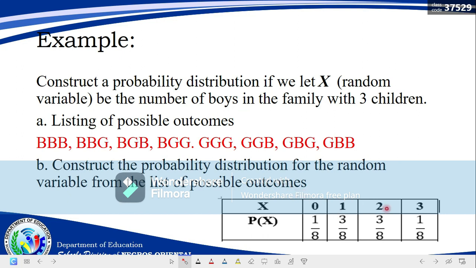So you will have 0, 1, 2, 3. Since the random variable x is the number of boys, for 0, if this is 3 girls, then the outcome is 0. There's only 1 over 8 because there are 8 outcomes. Where 1 boy, we have 3 outcomes: 1, 2, then 3. So you have 3 over 8. We got 2 boys: this is 1, 2, and 3. So you have 3 over 8. And we got 3 boys. We have this one, 1 over 8.